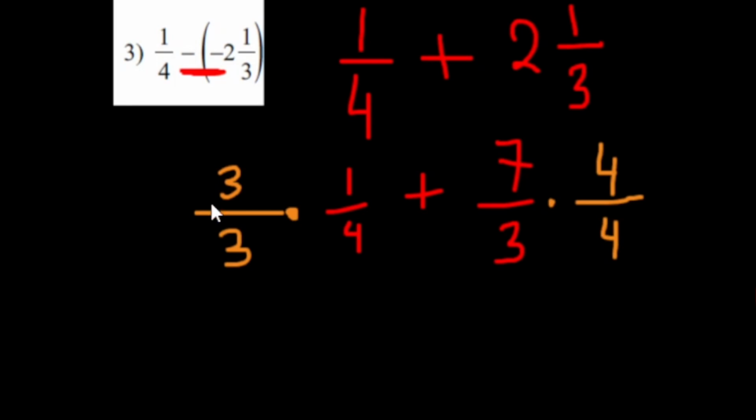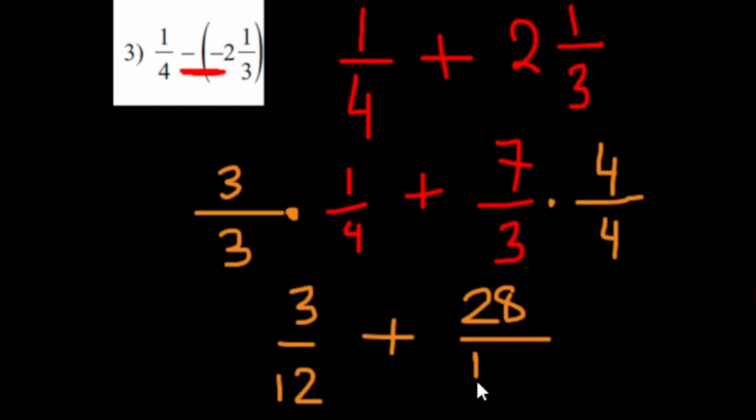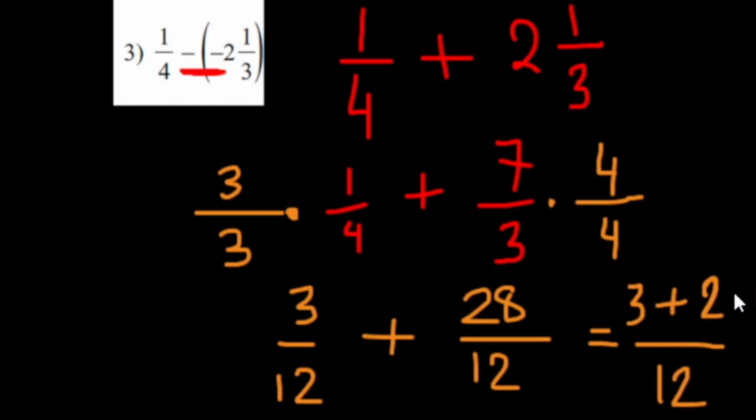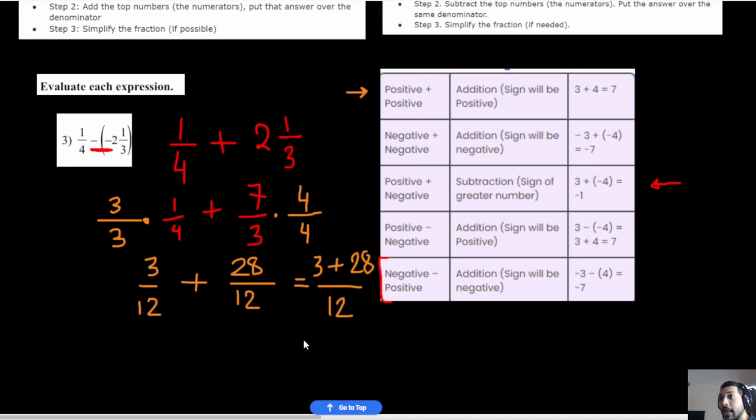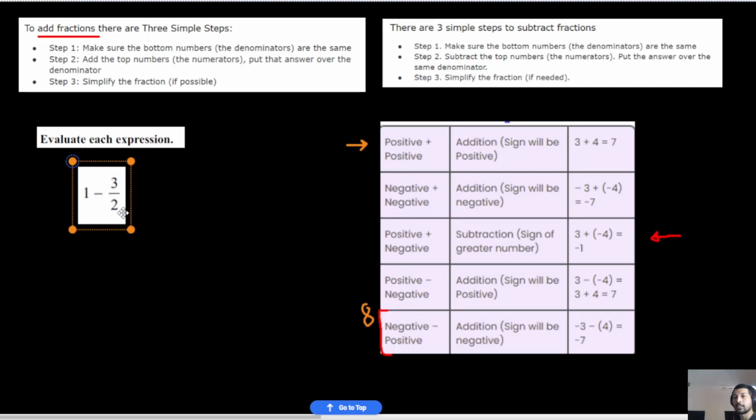So if we do that, we get 3 times 1, that is 3, and 3 times 4, that is 12, plus 7 times 4, that is 28, and 3 times 4, that is 12. Now you can keep the same denominator, which is 12, and add the top numbers, 3 plus 28. Now this is the addition of two positive numbers at the very top, positive plus positive. So you can just add 3 plus 28, that is 31 over 12. Perfect.